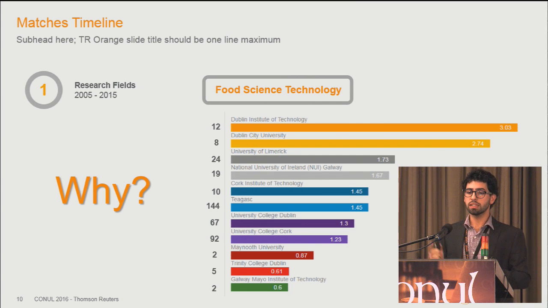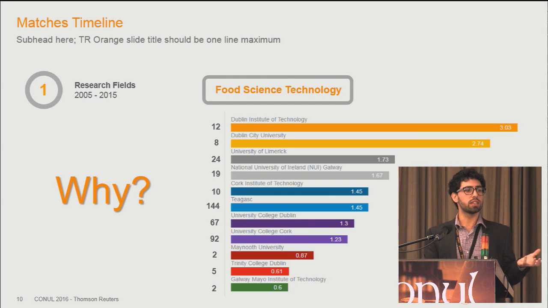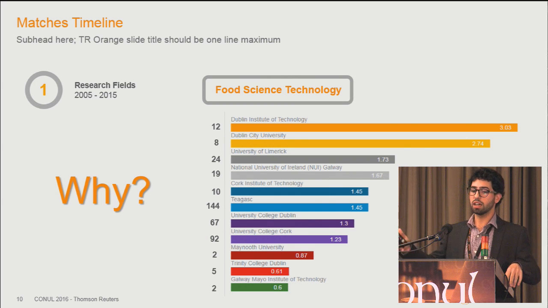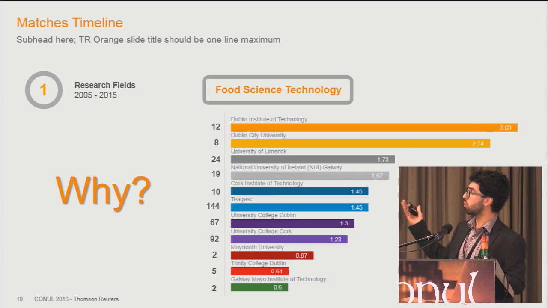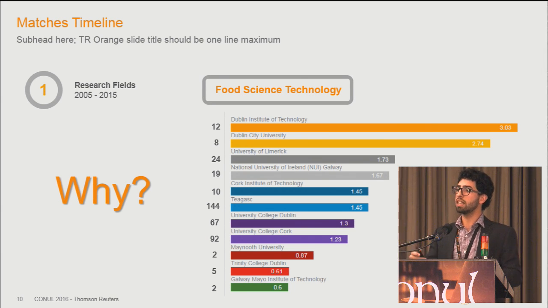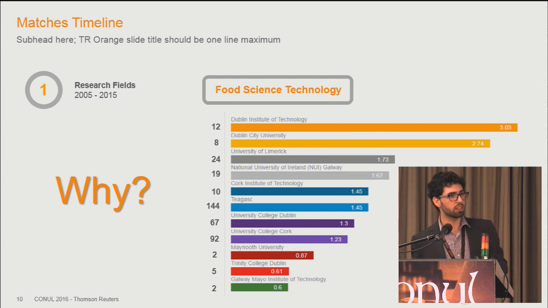So you can see that Dublin Institute of Technology, for example, had the biggest impact. However, it had only 12 documents. So that contributes in a way, but then you have another institution that has 144 documents with a slightly lower impact, but the contribution of those 144 is of course much bigger than the one with 3. So we can actually explore the data and understand why Ireland is so good in that year in food science and technology.